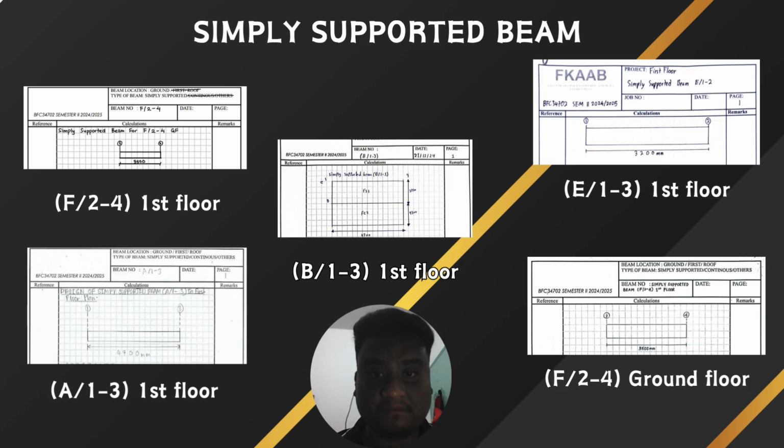Assalamualaikum. My name is Noor Aidin bin Nazlan, and now we're going to explain about the simply supported beam that we have designed in this assignment. First is the beam on F/2-4 on the first floor. Secondly is A/1-3 on the first floor. Thirdly is the beam on B/1-3 on the first floor. The fourth one is the beam on E/1-3 on the first floor. And finally is the beam on F/2-4 on the ground floor.